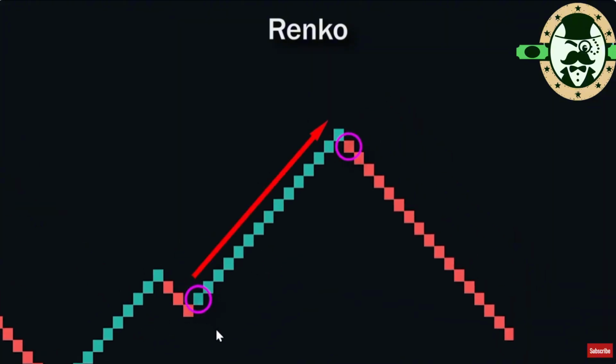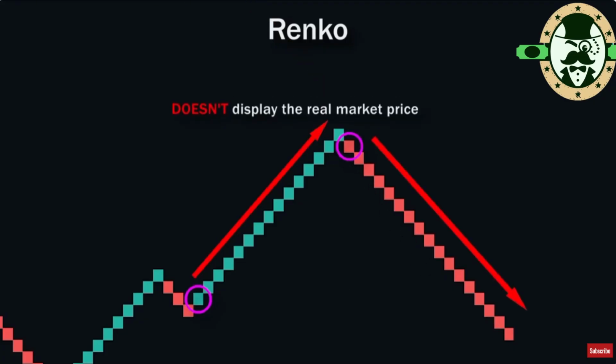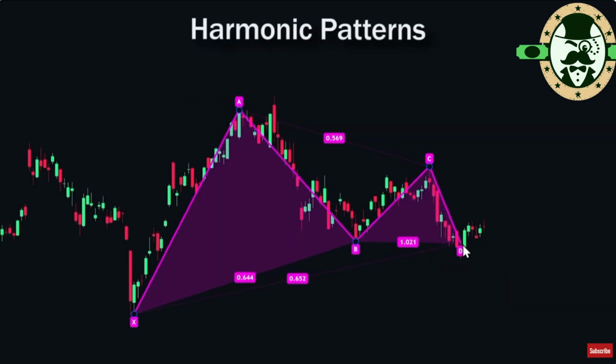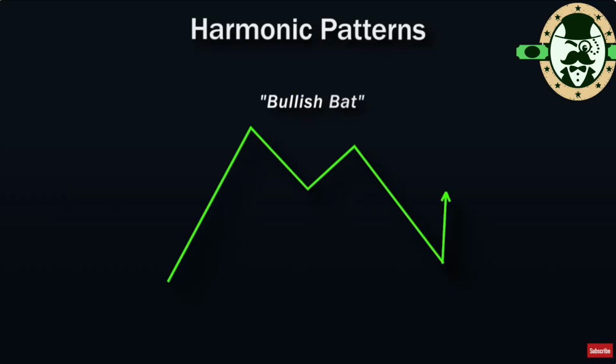Keep in mind that Renko charts act as indicators and do not display the real market price. The 10th strategy we're going to look at is harmonic patterns. Harmonic patterns are advanced price patterns that follow specific shapes based on Fibonacci numbers. Traders use these patterns to predict future price movements.